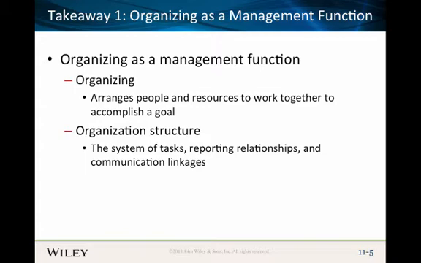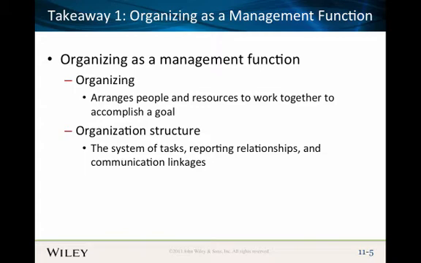Once we get those, we have to then group them and coordinate their individual and separate functions in such a way that the entire plan is realized, and obviously our objectives are realized along with it. And a structure, therefore, is simply a representation of that arrangement. It shows us the system of tasks, reporting relationships, and communication linkages.